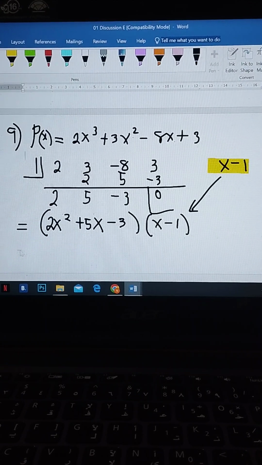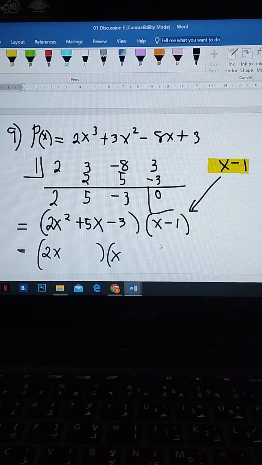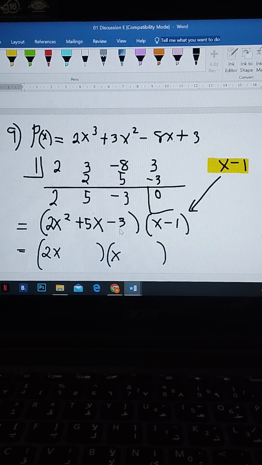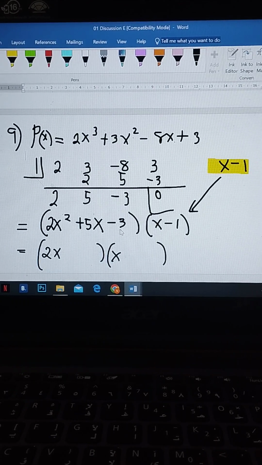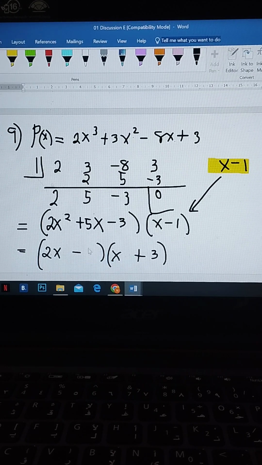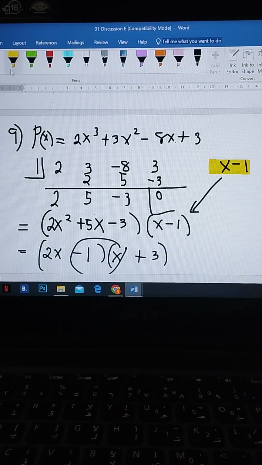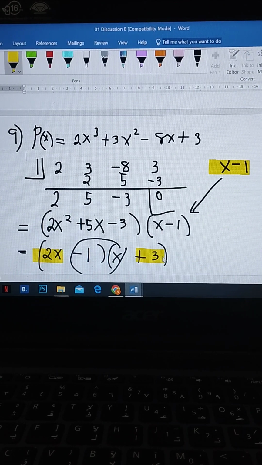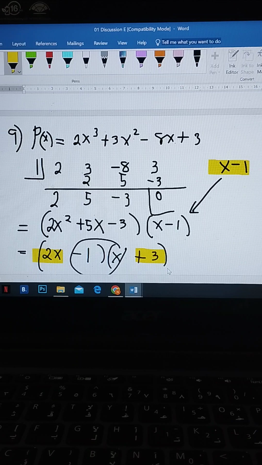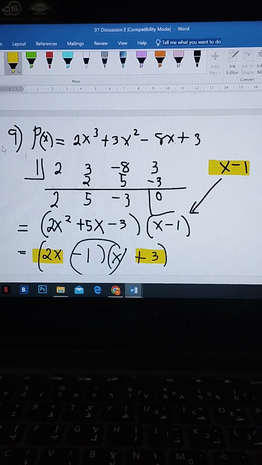So what are the factors of 2x squared? No other factor except 2x and x. What are the factors of negative 3? So this one must be positive 3, the other one is negative 1, so that the sum of the inside plus the sum of the outside, negative x plus 6x, equal to 5x.